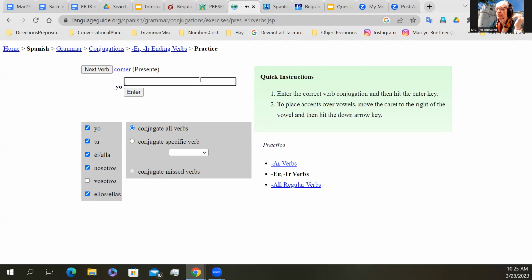But comer. So we got comer, and it will tell you how to pronounce that. I don't think you can hear it on this screen, but the yo form will be como, and it will give you an actual verbal sound. It will pronounce that verb for you. Actually, I'm going to flip my screens so that you can hear what it sounds like, because I think I have to turn on the sound on the share for you to get that.